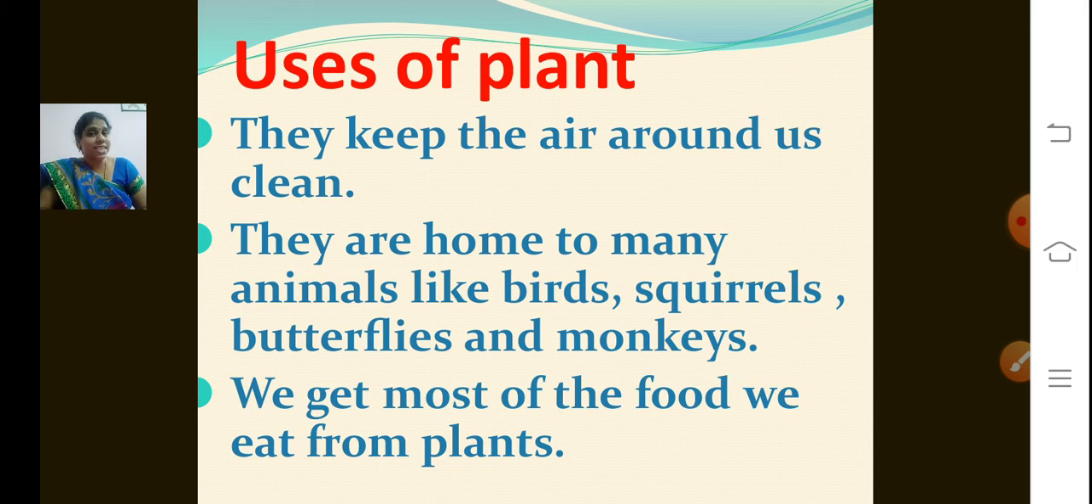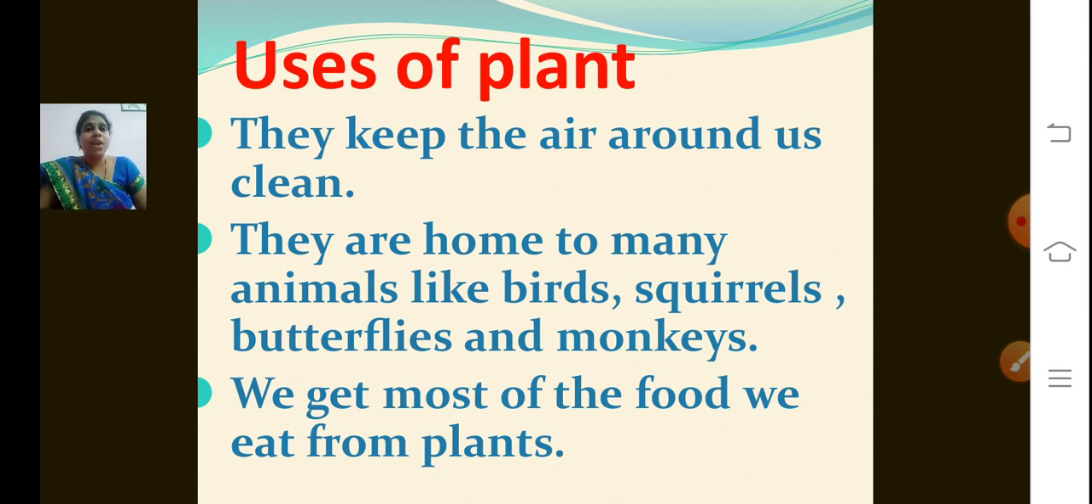Plants give us oxygen, so that only we are breathing in, right? Plants give out oxygen and take in carbon dioxide. So they keep the air around us clean. If we plant more trees, then we will get more oxygen, right? So plant more saplings.